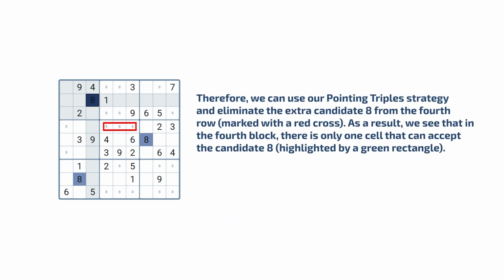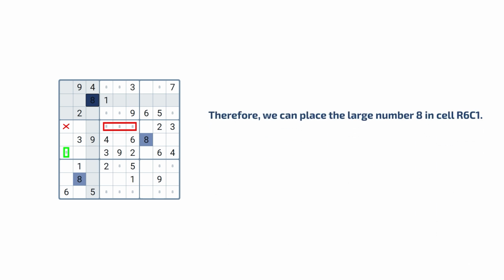Therefore, we can use our pointing triples strategy and eliminate the extra candidate 8 from the fourth row, marked with a red cross. As a result, we see that in the fourth block, there is only one cell that can accept the candidate 8, highlighted by a green rectangle. Therefore, we can place the large number 8 in cell R6C1.